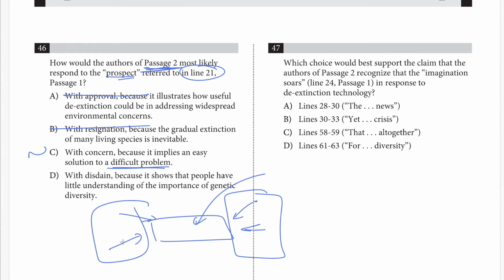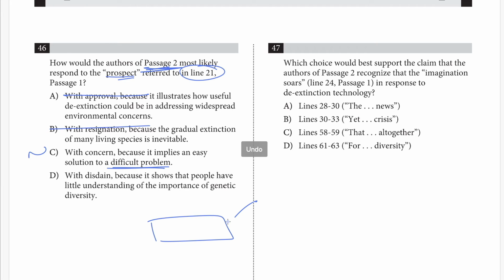Maybe these factors that affect the destruction of these species can go back and affect some other things on Earth, right? So that's why it's said to be an easy solution to a difficult problem, right? So that's never a good idea. Okay, and with disdain, because it shows that people have little understanding of the importance of genetic diversity.